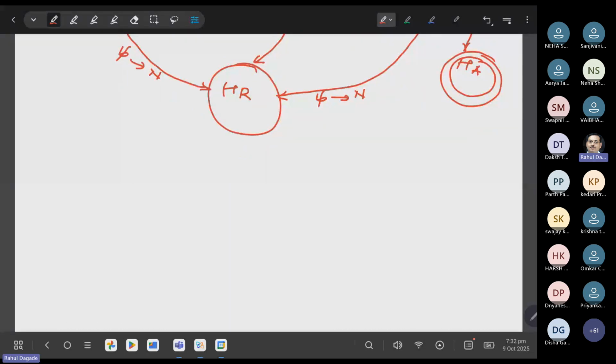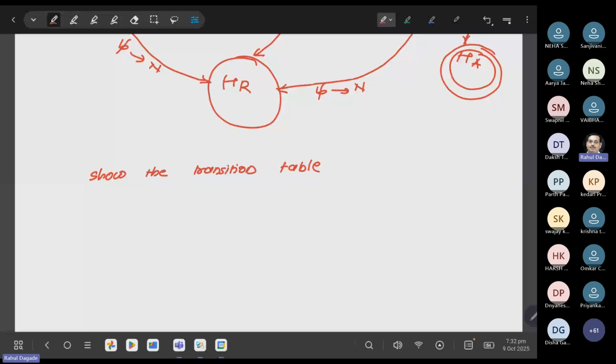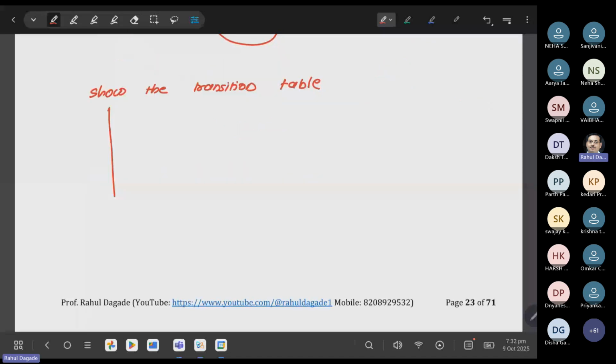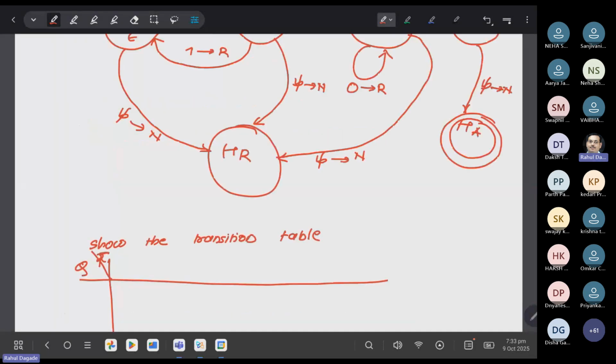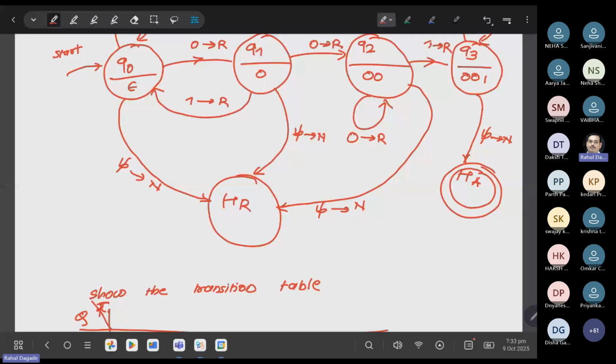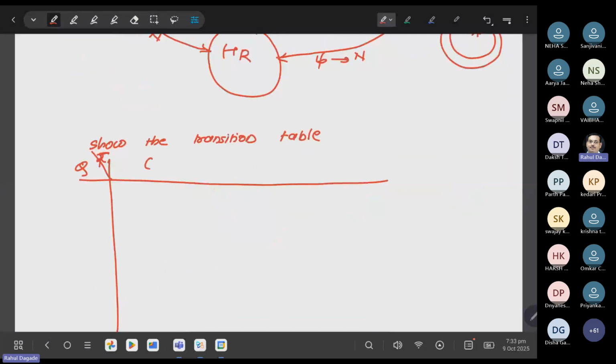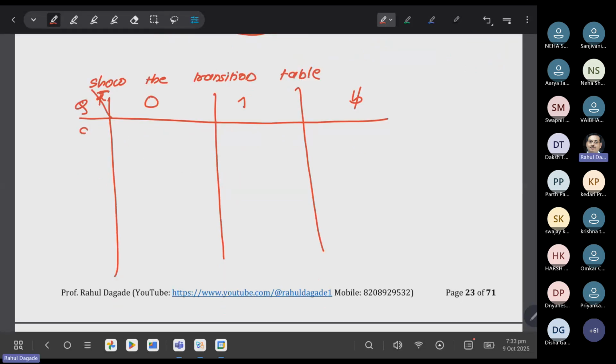Now I leave it up to you. Show the transition table. So the transition table will be like this. That is, you have Q cross sigma, sorry, Q cross tau. So which are the inputs? Tape symbols are 0, 1 and blank. 0, 1, blank. And which are the states?